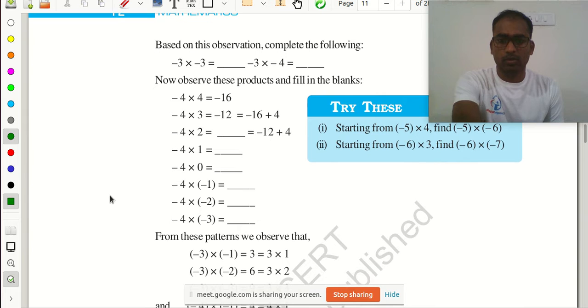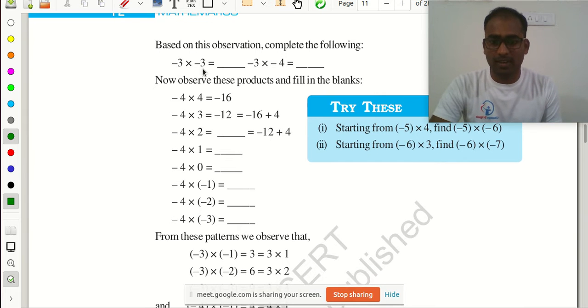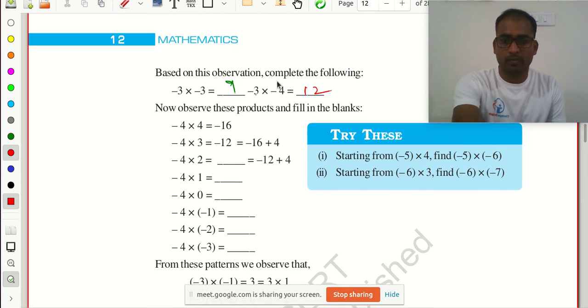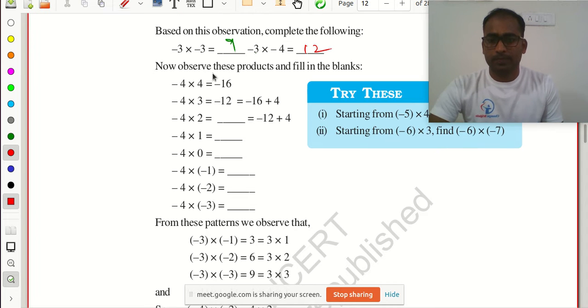Yes. Now you check how much I am getting here. I already did this one. Minus 3 into minus 3 is how much? Yes. Minus 3 into minus 4 is how much? Very good. So here, now observe this product and fill the blanks. So minus 4 into 4 is minus 16. Minus 4 into 3 is minus 12. Yes. So minus 12 can be written as minus 16 plus 4.